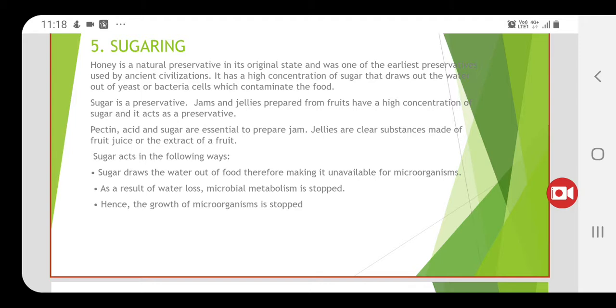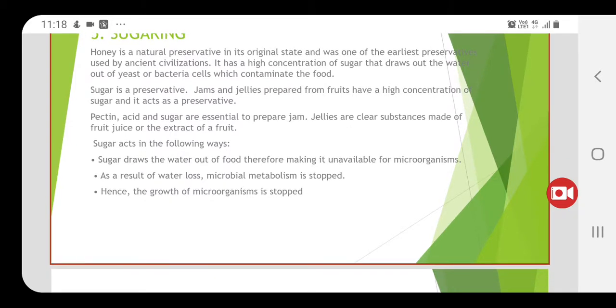What is this sugaring? In the very early days, honey was used as a preservative, and even now honey is being used as a preservative. It is honey in its original state, and it was one of the earliest preservatives used by ancient civilizations. It has a high concentration of sugar that draws water out of yeast or bacteria cells. Means it will draw the water out of the microbes which contaminate the food. Like that we can preserve food by using honey.